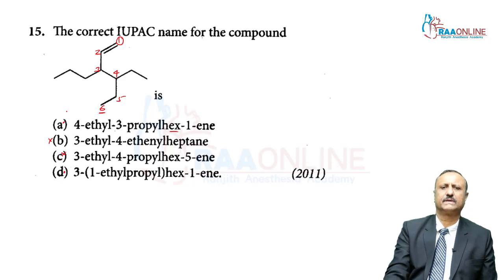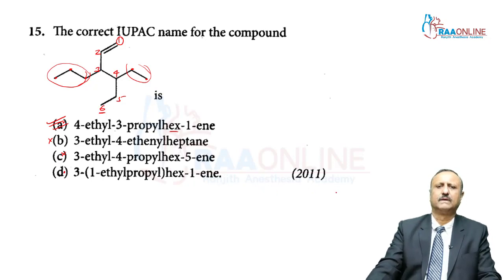My dear students, here you can see 1, 2 and 3. On the third carbon atom, these 3 carbon atoms are attached. So you can see here 3-propyl. Here you can see, my dear students, these 2 carbon atoms are present. So you can see here 4-ethyl. The answer to question 15 is 4-ethyl, 3-propyl, hex-1-ene. This is the answer, and this question was asked, my dear students, in NEET 2011.